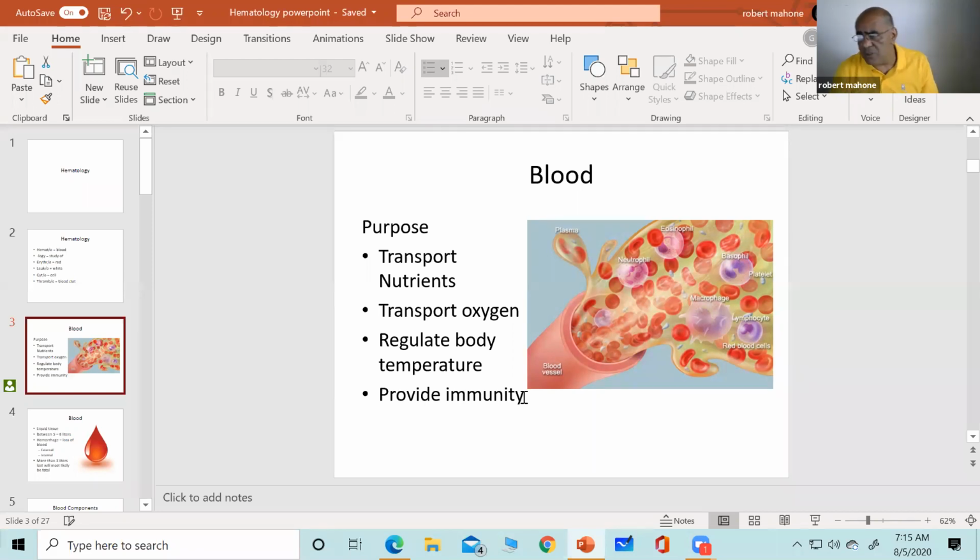So transporting nutrients, transporting oxygen, regulating our body temperature, and providing immunity. All right. The purposes of the blood.